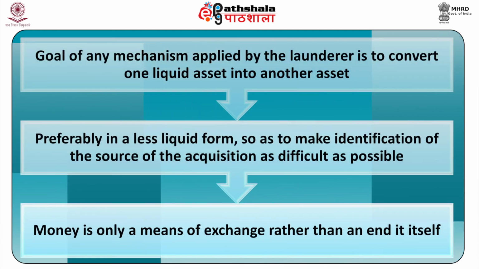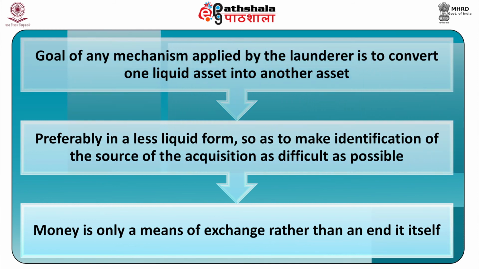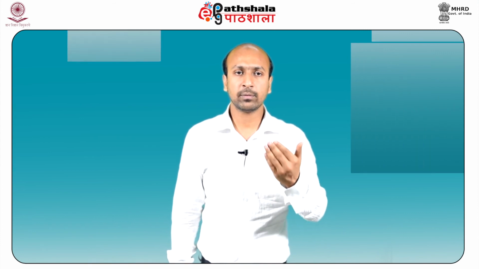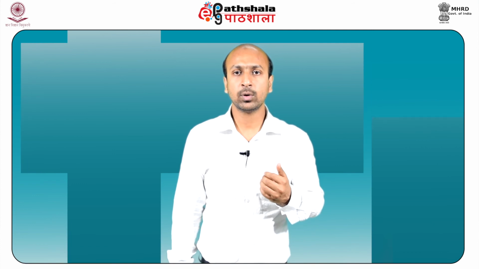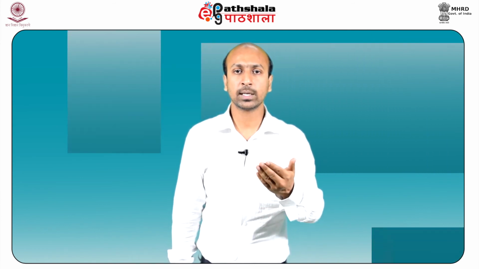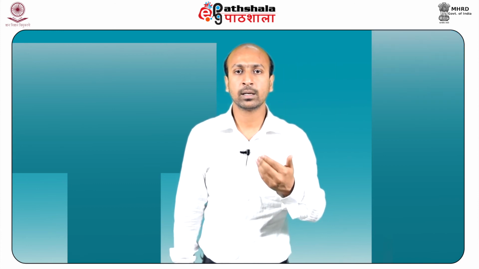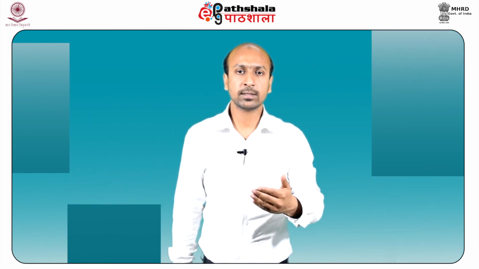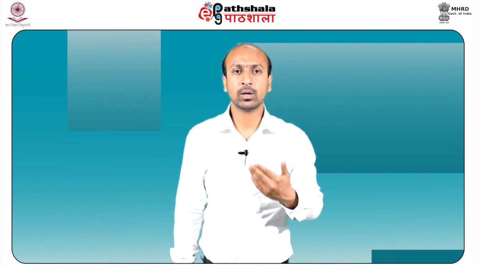The goal of any mechanism applied by the launderer is to convert one liquid asset into another asset, which is preferably in a less liquid form, so as to make identification of the source of the acquisition as difficult as possible. It should be noted that money is only a means of exchange rather than an end in itself. This is known as the dispositional imperative of money, which means it is useless to keep as a product in itself and needs to be deposited to yield any benefit to the holder. The mechanism of money laundering focuses on this characteristic of money in seeking to legitimize illegally obtained money. At the same time, it is this characteristic that provides enforcement authorities with effective leverage to entrap transgressors, since the points of disposal are where the offenders may be caught.